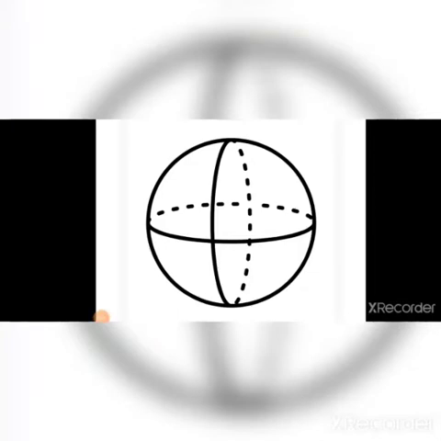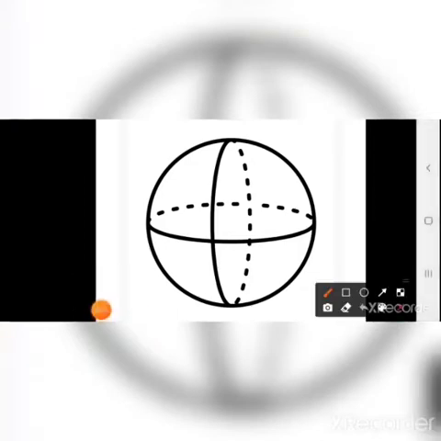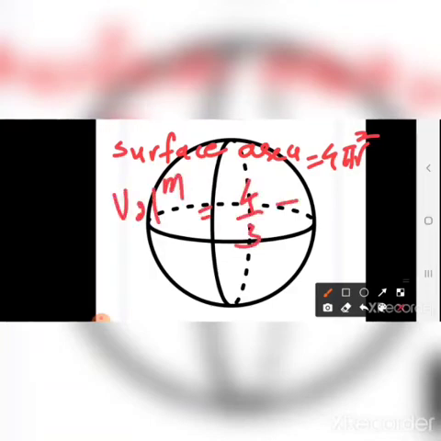Let us see the formula related to sphere. Surface area of sphere is 4 pi r square and volume is 4 upon 3 pi r cube.